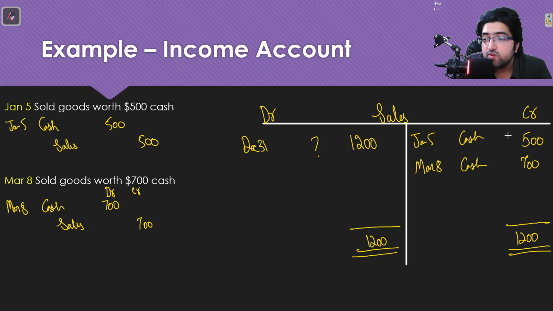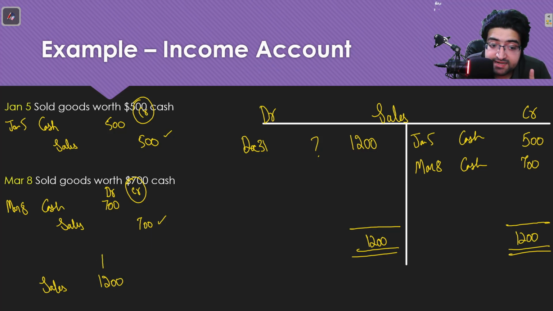See, sales were credited during the year, so the credit balance of sales is 1200. Now, to make the account of sales 0, I have to debit sales by 1200, right? Because the balance of sales right now is 1200 credit, which is 500 plus 700 on the credit side of the sales account. To balance this, I have to debit sales account by 1200. To balance this means to bring the balance to 0. To close this account, what do I have to do? I have to bring the balance of the debit side to 1200 as well, right? Because the credit balance of this account is 1200.